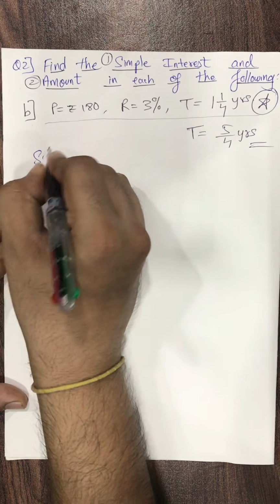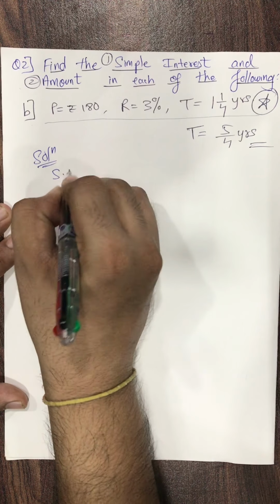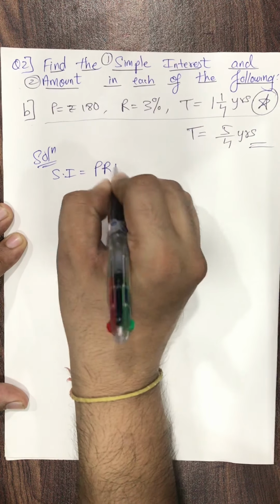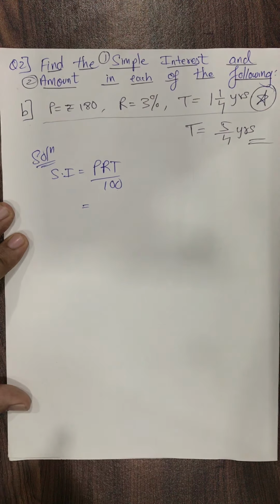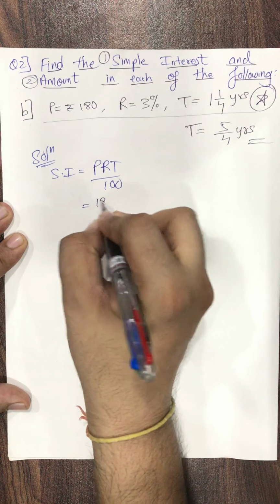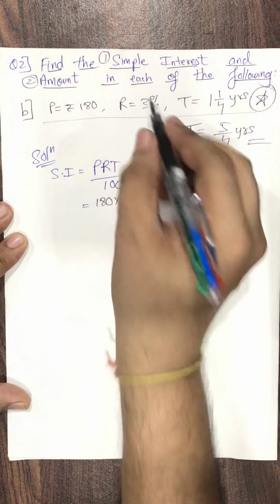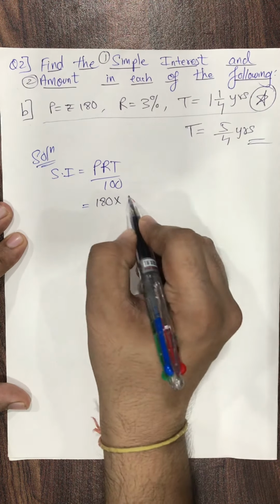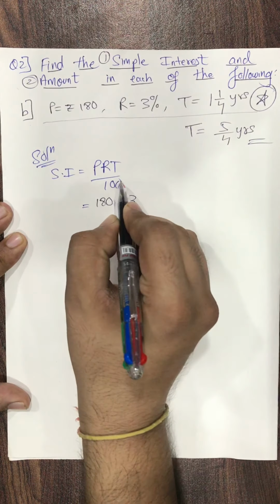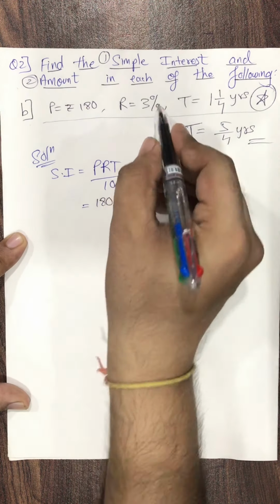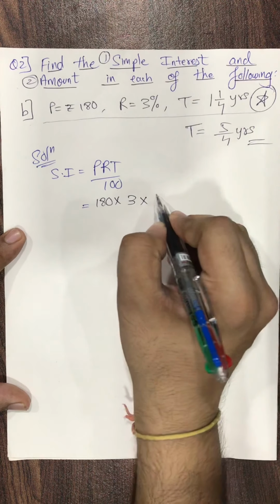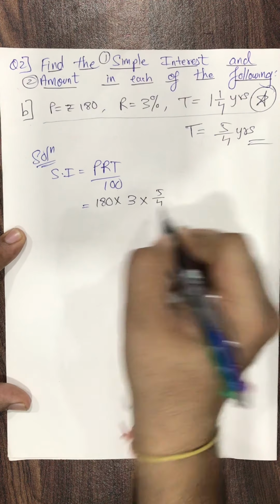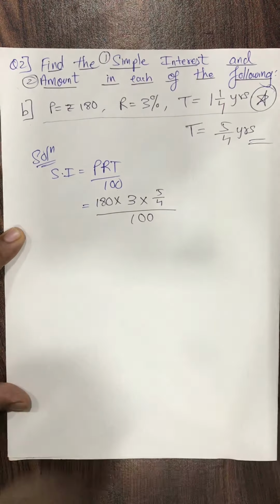Let's do it. So in the solution part, simple interest SI, formula is PRT upon 100, is equal to, at the place of principal, what I will put? Principal is 180. Rate of interest, R is 3%. I'll not use the percentage symbol, because this 100 in the formula is there to eliminate the percentage. Into T. T is how much? 5 upon 4. The whole upon 100.